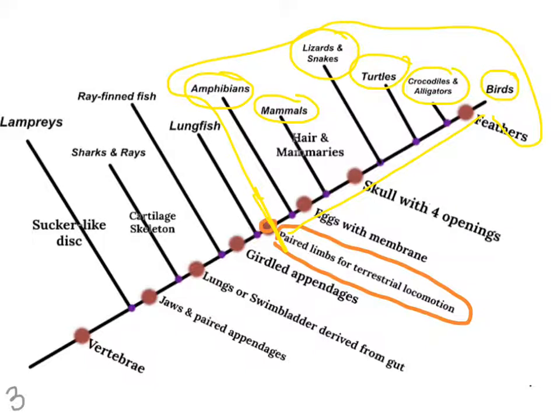Okay, so where did they all get these paired limbs for terrestrial locomotion? Well, from some common ancestor that happened somewhere here. But it's a common ancestor that didn't contribute to lungfish, because lungfish don't have paired limbs for terrestrial locomotion.